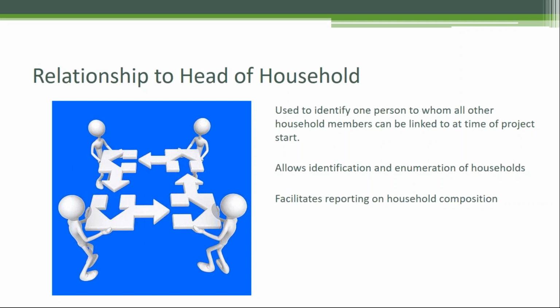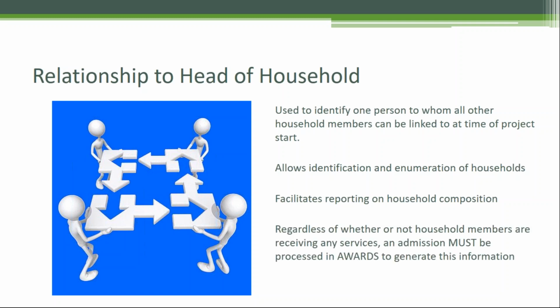We can also break it down further to report on that household composition. How many 2-person households were served? How many 4-person households were served? How many 12-person households were served? In order for awards to generate this information, all household members, regardless of whether or not they're receiving any actual services, must have an admission processed into awards. That's the only way we can report on it. Awards, as with pretty much any database, you can only report out on the data that's put in.